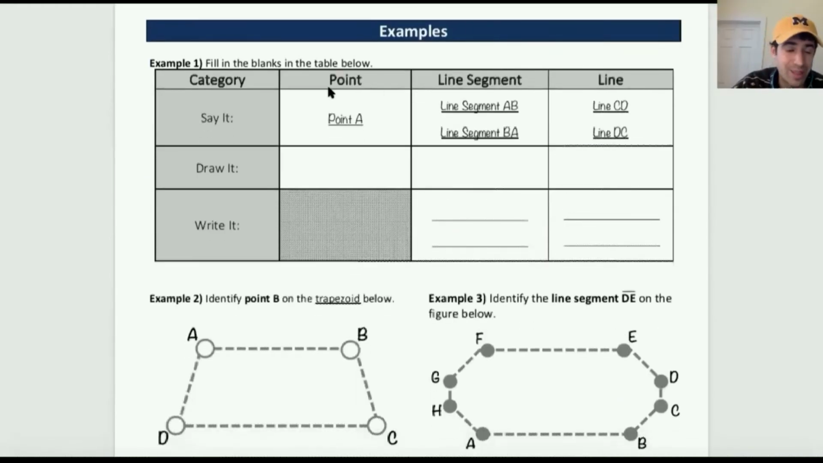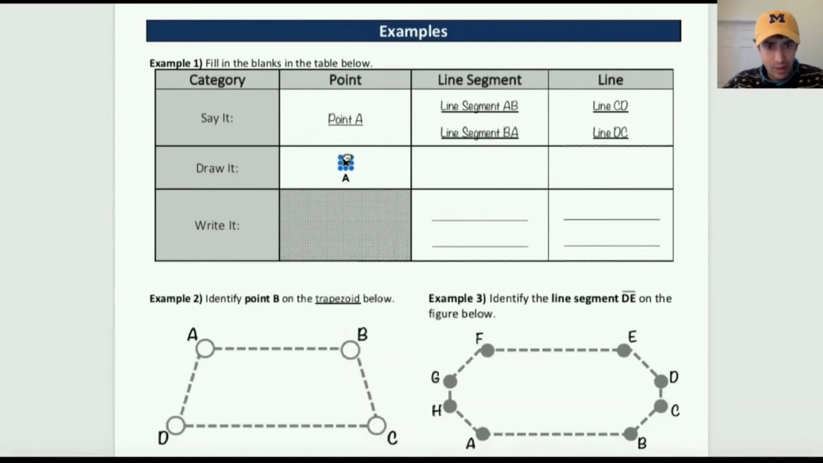So now we're going to do some examples looking at this chart here. First, I'm going to look at my point. When I draw point A, I draw out the one point, like the dot of the exact location, and I make sure that I label it with a capital letter A. That is point A.